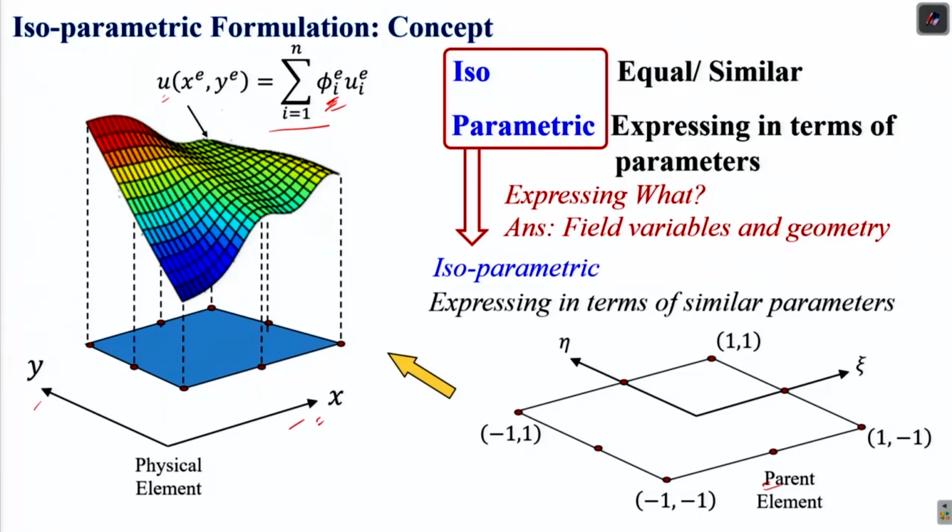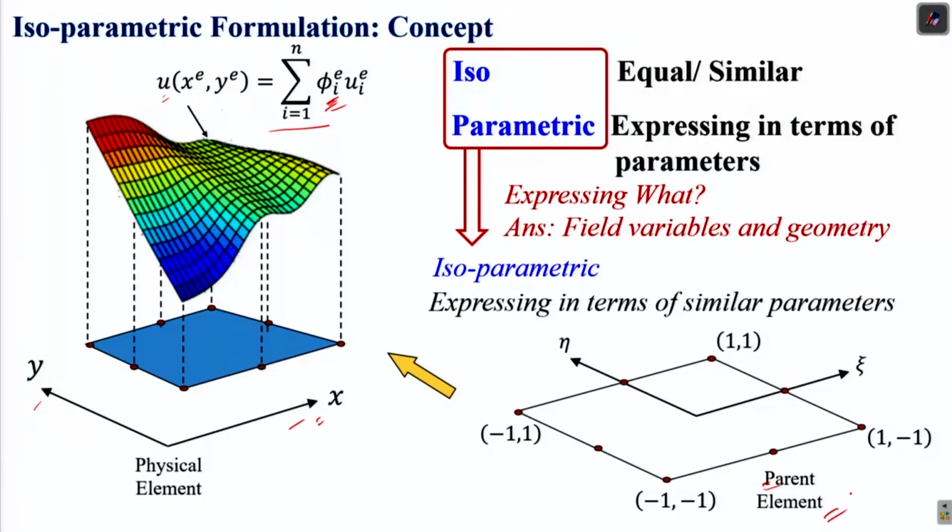Now, what is the meaning of expressing geometry in terms of similar parameters? It means, see, in the natural coordinate system, our domain is a square domain, right? Whose coordinates vary from -1 to 1 in the xi direction and -1 to 1 in the eta direction. And we have written our shape functions and the quadrature rule, everything, with respect to this parent element.